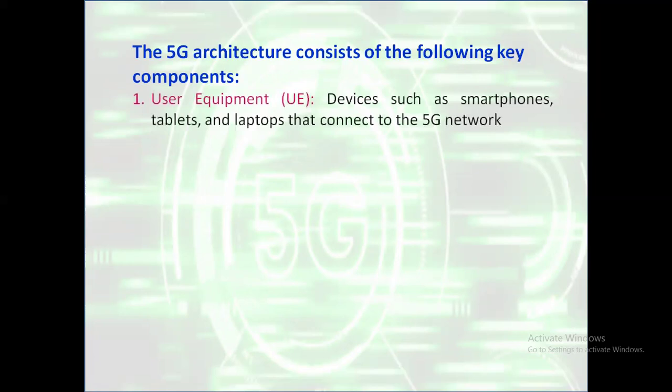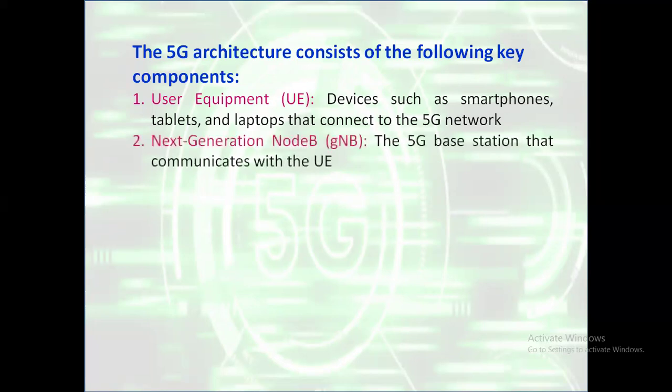The first one is the user equipment. The user equipment, UE, refers to devices such as smartphones, tablets, and laptops that connect to the 5G network. These devices enable users to access various services and applications, including high-speed internet, video streaming, and online gaming.